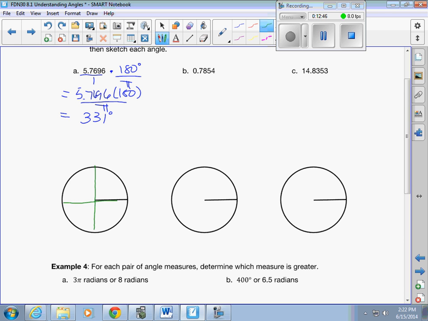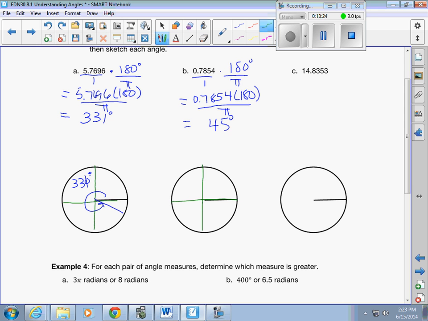So 331 degrees is almost all the way around. It's about to there. So that's my 331 degrees. Next, 0.7854. So that is approximately 45 degrees. So 45 is pretty close, halfway.